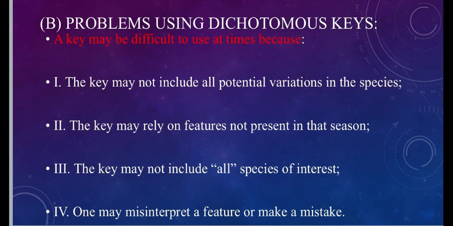Next, we talk about problems using dichotomous keys. A key may be difficult to use at times. First, the key may not include all potential variation in the species. Second, the key may rely on features not present in the season. Third, the key may not include all species of interest. One may also misinterpret a feature or make a mistake.